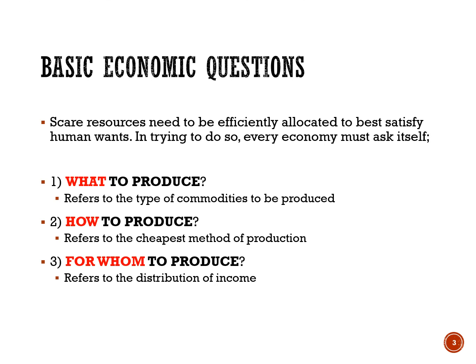In the last lecture, we learned that scarcity happens when limited factors of production are unable to fulfill unlimited human wants. Therefore, these scarce resources must be efficiently allocated to best satisfy human wants. In trying to do so, every economy or nation must ask itself the three economic questions. First, what to produce. Second, how to produce. Third, for whom to produce.